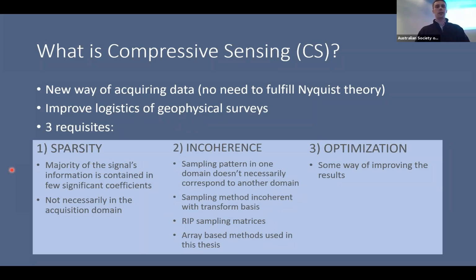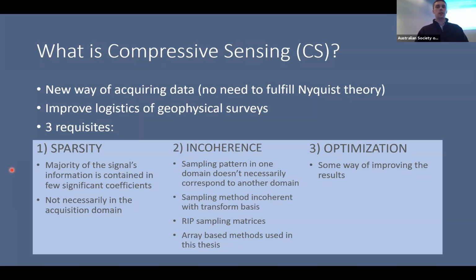And we find that generally in our acquisition domain, we won't have a sparse signal, so we need to find some way to obtain that sparse signal. The second requisite is incoherence. So the sampling pattern in one domain doesn't necessarily correspond to that in another domain. So if we want to leverage transform domain sparsity, then we need to make sure that our sampling method is incoherent with our transform basis.